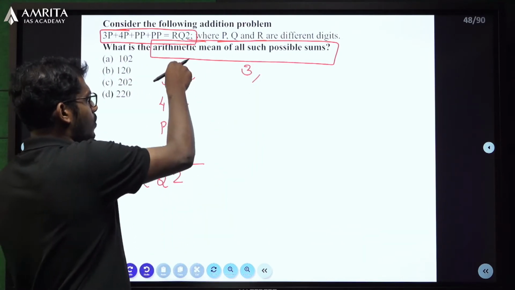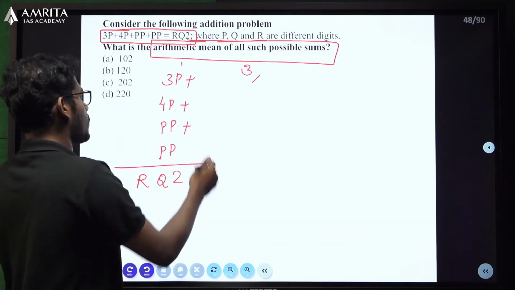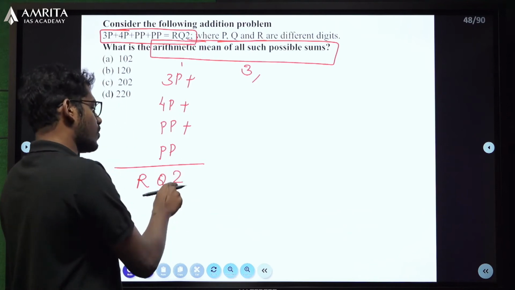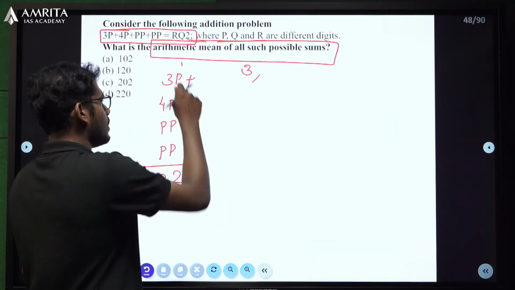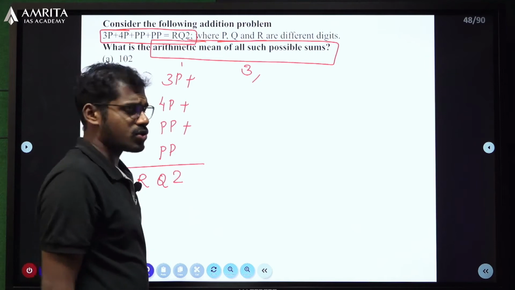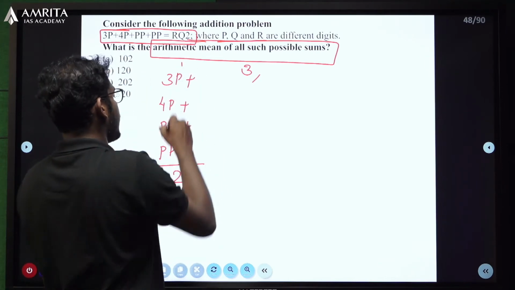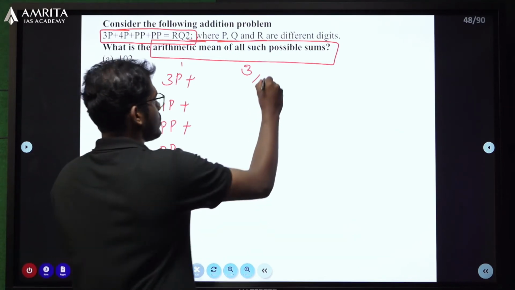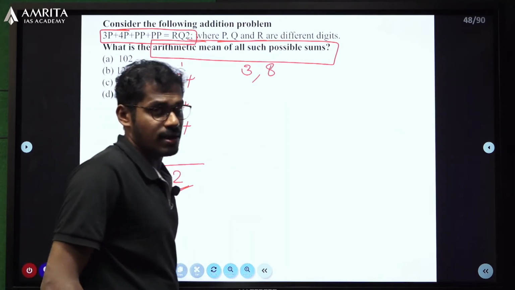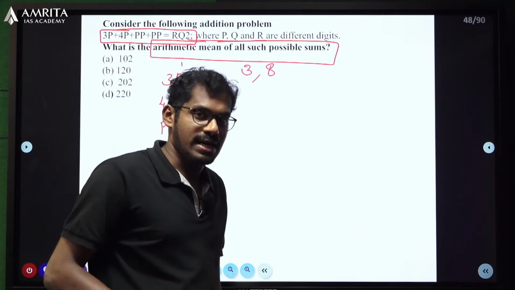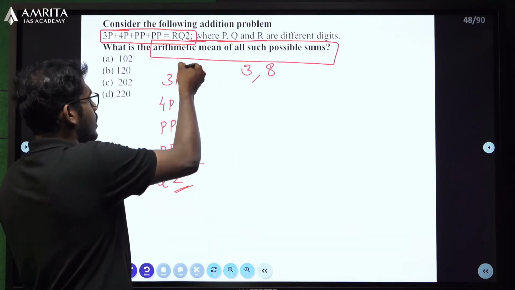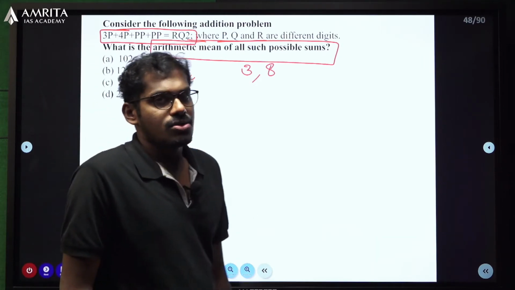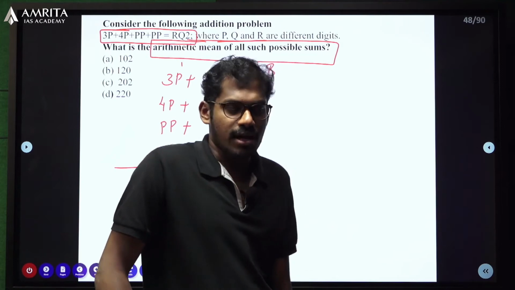4, let's put the value 4. 4 plus 4, 8. 8 plus 8, 16. Not possible. 5 is not possible. 6 plus 6, 12. 12 plus 12, 24, not possible. 7 into 4, 28. Here it should be 2. 8 into 4 is 32. Yes, 32. The unit place is 2. So another value of p will be 8. Let's check 9. 9 into 4 is 36. No, it's not possible. Okay, so 3 and 8 are the two values of p.